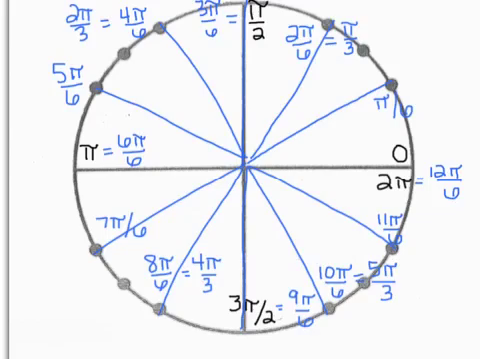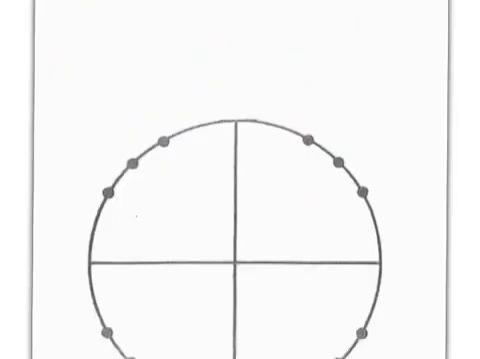So the big takeaway for radians is this. When you're comparing radians to degrees, there are some equivalencies that you should probably know. 30 degrees, which were those blue lines that we wrote in, is the same thing as pi over 6. 45 degrees is the same thing as pi over 4. 60 degrees is the same thing as pi over 3.